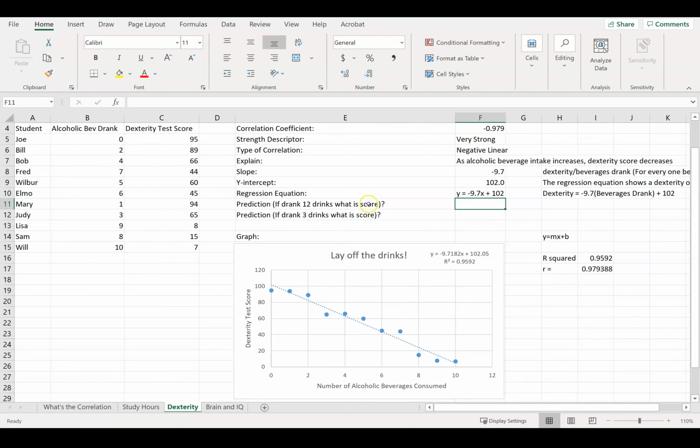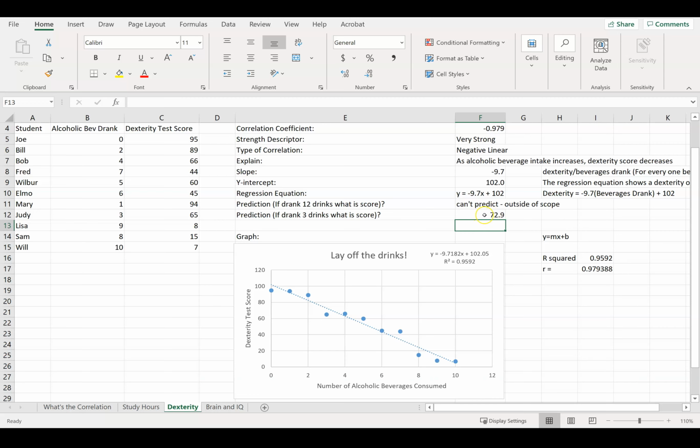Prediction. If drank 12 drinks, what is score? Well, if I drank 12 drinks, it's outside the scope of my data. I can't predict it. It's outside of my scope. It'll go past 0. Like you can see it's too far there from my trend line. I can't predict if it's 12. But I can predict if I drank 3 drinks, what's the score? So I'm going to use my formula, equals negative 9.7, and I'm going to multiply it by 3, and I'm going to add 102, and it'll be 72.9.